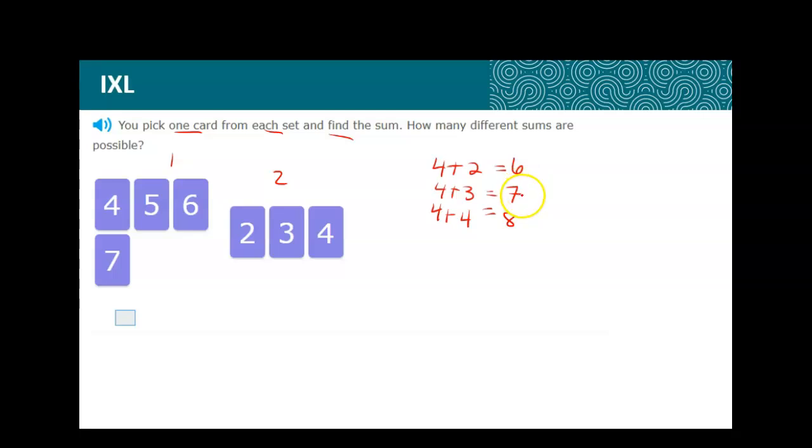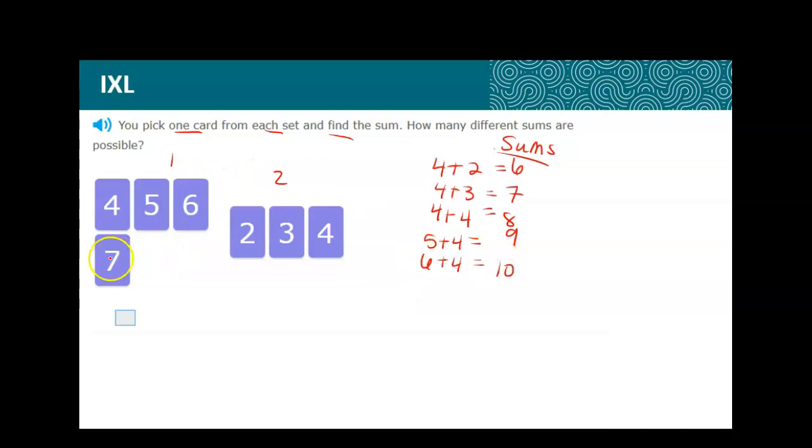Isn't that already on here? So do I need to write it? No, because I already have 7 on there. So let's do the next one. 5 plus 3 is 8. It's already on there. 5 plus 4? 9. So that's another sum. Then you do 6. 6 plus 2 is already there. 6 plus 3 is already there. Is 6 plus 4 there? No, because 6 plus 4 is 10.